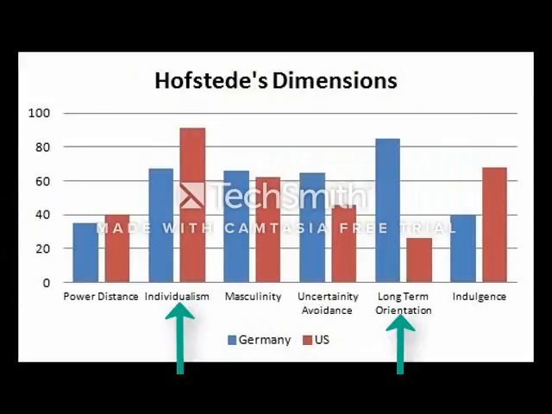A look at Hofstede's dimensions shows us that the U.S. is strikingly higher than Germany in individualism, in spite of Germany's high ranking. On long-term orientation, Germany wins this one. They show a strong propensity to save and invest.